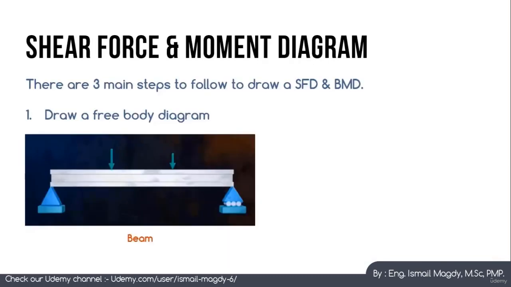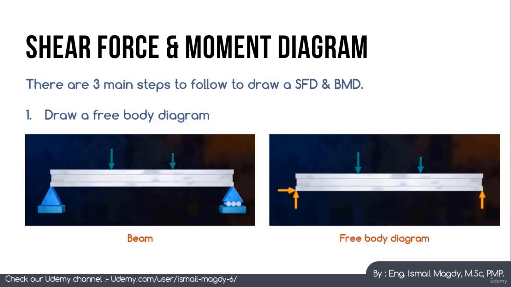There are three main steps to be able to draw the shear force diagram and the bending moment diagram, which are as follows. Step number 1, we have to draw the free body diagram of the beam. In the free body diagram, we just show all the forces and reactions of the beam, including their direction. As we can see here, we replace the pin support with vertical and horizontal reactions, and we replace the roller with a vertical reaction.